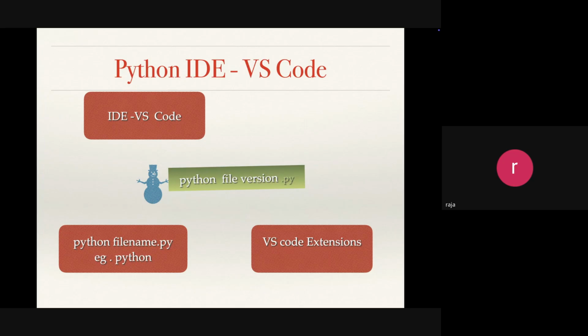And Python actually has its own file extension, .py. Any file name, welcome.py, user.py, registration.py, these are the file names we generally create. And Python is divided into two concepts. One is the basics of Python. Another one is object-oriented Python.